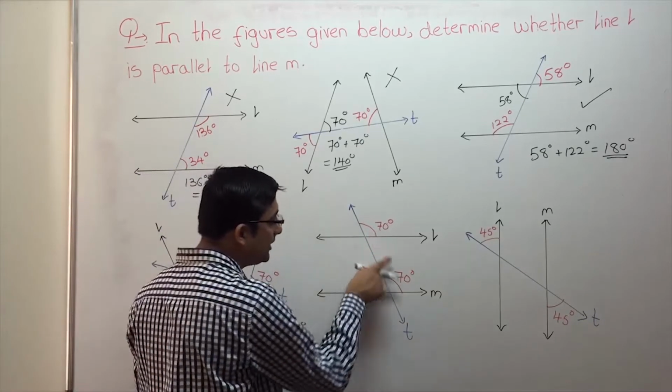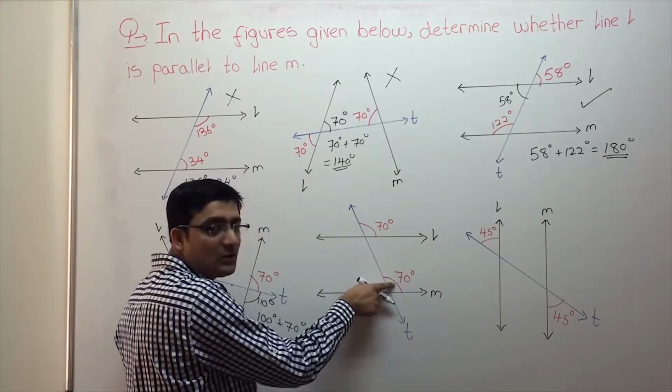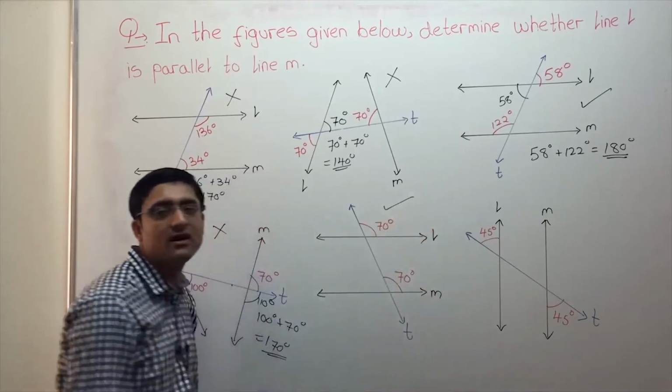Similarly here, look at these two angles. What are these two angles? They are corresponding angles. Are they equal? Yes. So because corresponding angles are equal, therefore the two lines are parallel, right?